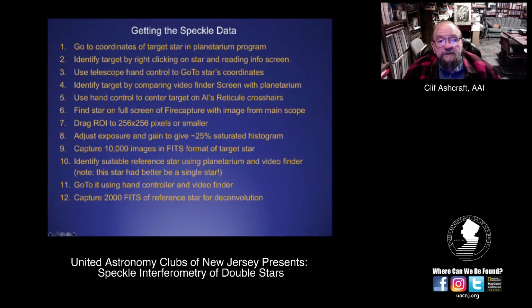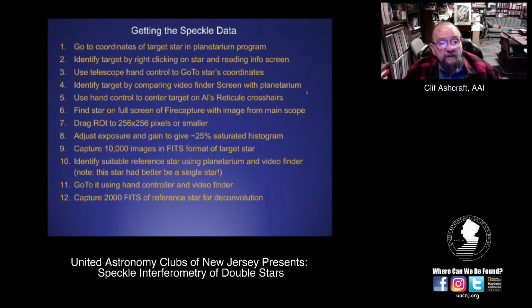Now, this is where the video finder comes in. It's now looking at about a 2-degree across field of view, which is looking at the same thing that my planetarium is looking at. With both of these tools at my disposal, it's very easy now to use the hand control to center the target star on the reticle, Al's reticle crosshairs on my finder screen. I have both of them displayed on the same screen, and I'll show you that in a little bit.